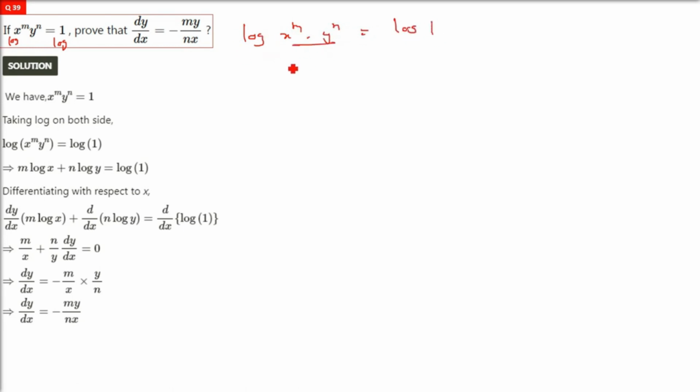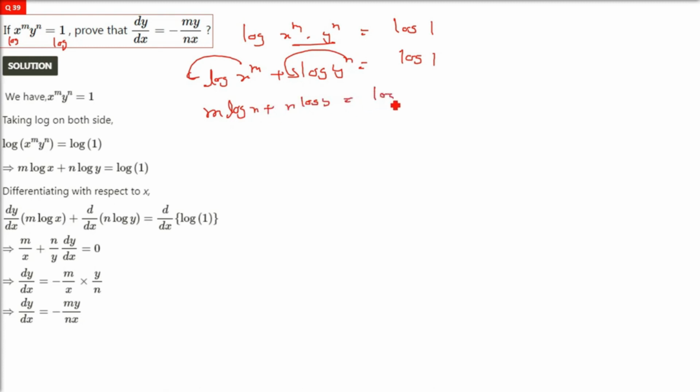Now log of a into b, so log a plus log b we'll write. So log x to the power m plus log y to the power n is equal to log 1. So this power will come in front, so it will be m log x plus n log y is equal to log 1.